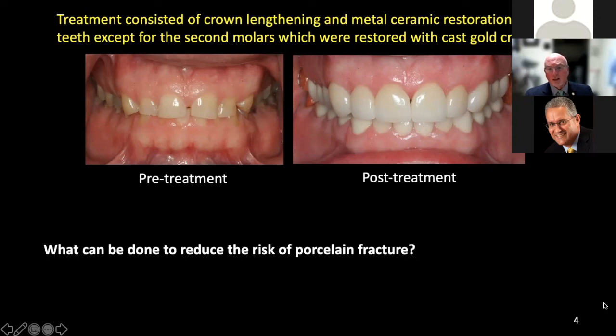It looks like in this case, just from the arrangement of the teeth, I would imagine that they were able to regain mutually protected occlusion. I can't tell honestly from it, but I would imagine they did.